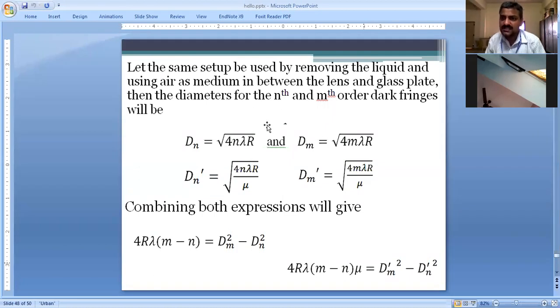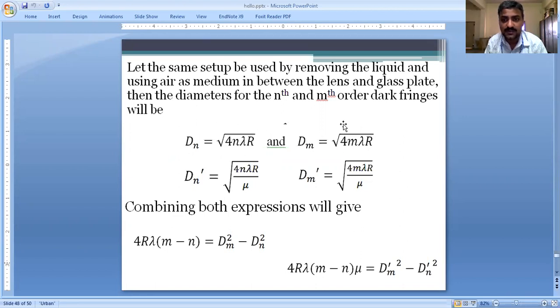If you do the same experiment with liquid as medium, you get this second set of equations, that is Dn dash and Dm dash. If you do the experiment without liquid, with air as medium, you are going to get the first set of expressions. So the first set of equations, Dn and Dm, are with air, and Dn dash and Dm dash are with liquid.